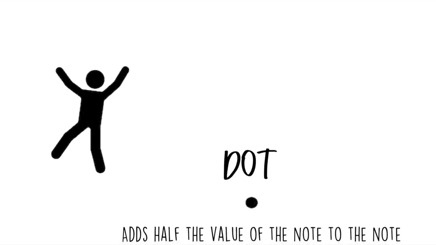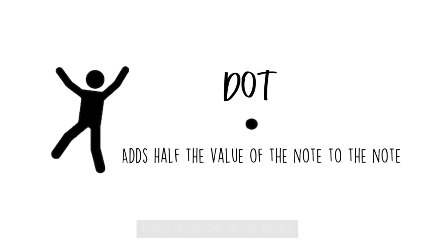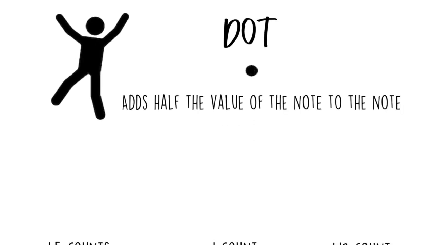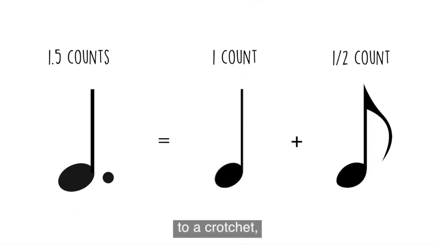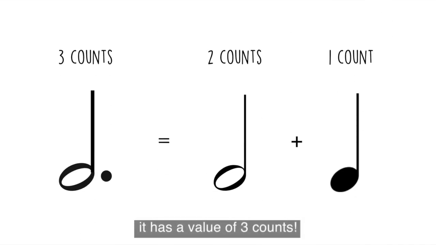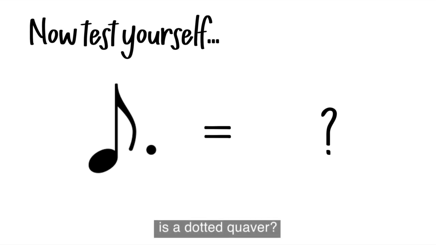So about those so-called misprints. Firstly, a dot adds half the note value to the note. Let's assume once again that the value of a semibreve is 4 counts. If you add a dot to a crotchet, it becomes 1.5 counts. And if you see a dotted minim, it has a value of 3 counts. Now how many counts is a dotted quaver?